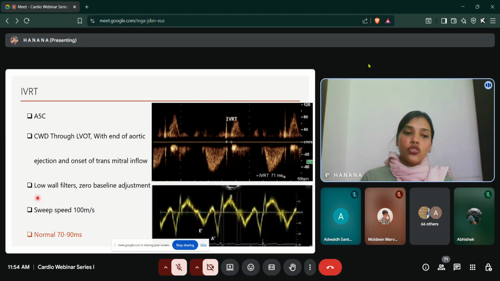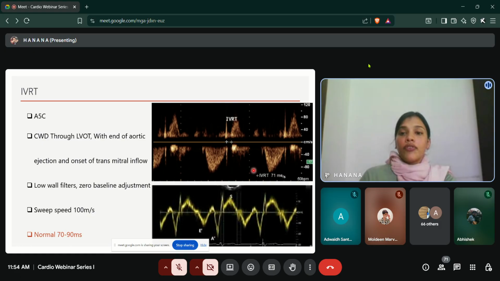And you should use a low wall filter. It's a very minute thing, so we can miss it very often. So you should use a low wall filter, zero the baseline, and the sweep speed should be adjusted to 100 millimeters per second, and then we can measure it.